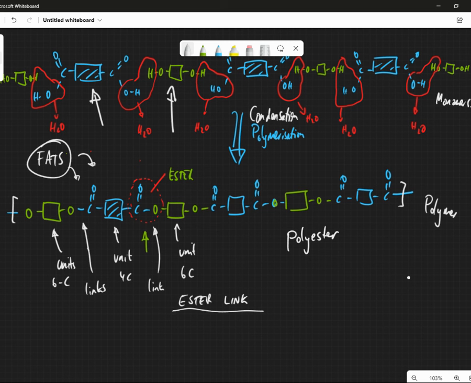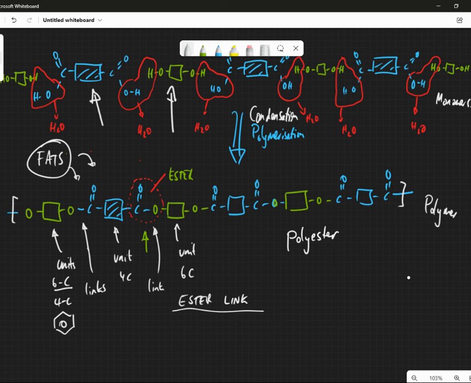Now, you can't vary the links. Any polyester will have ester links. Okay, they're normal. But you can change the units. You can change the units from 6 carbons, maybe you want 4 carbons, or you can put some weird things in these units. You can put these benzene ring things. You don't have to know what they are, but if you change the units, you change the polyester. So there's not one polyester, there's literally hundreds and thousands of polyesters. And how do we get different ones? Well, we get different ones by changing the units. But we don't change the links, we only change the units.